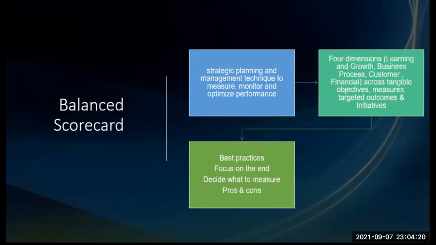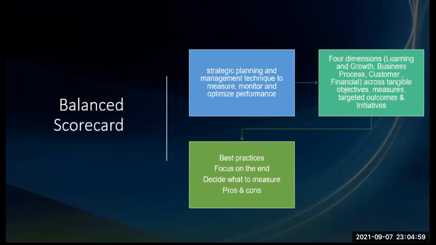Then the third dimension is customer. This is the most important one. The customer dimension includes metrics that focus on customer satisfaction and delivering value to the customer. These metrics are indicators of how well we are able to satisfy our customers, how satisfied our customers are with our products and services. The goal here is to achieve our organization's vision. How should we appear to our customers? How should our customers perceive us? That's the goal.